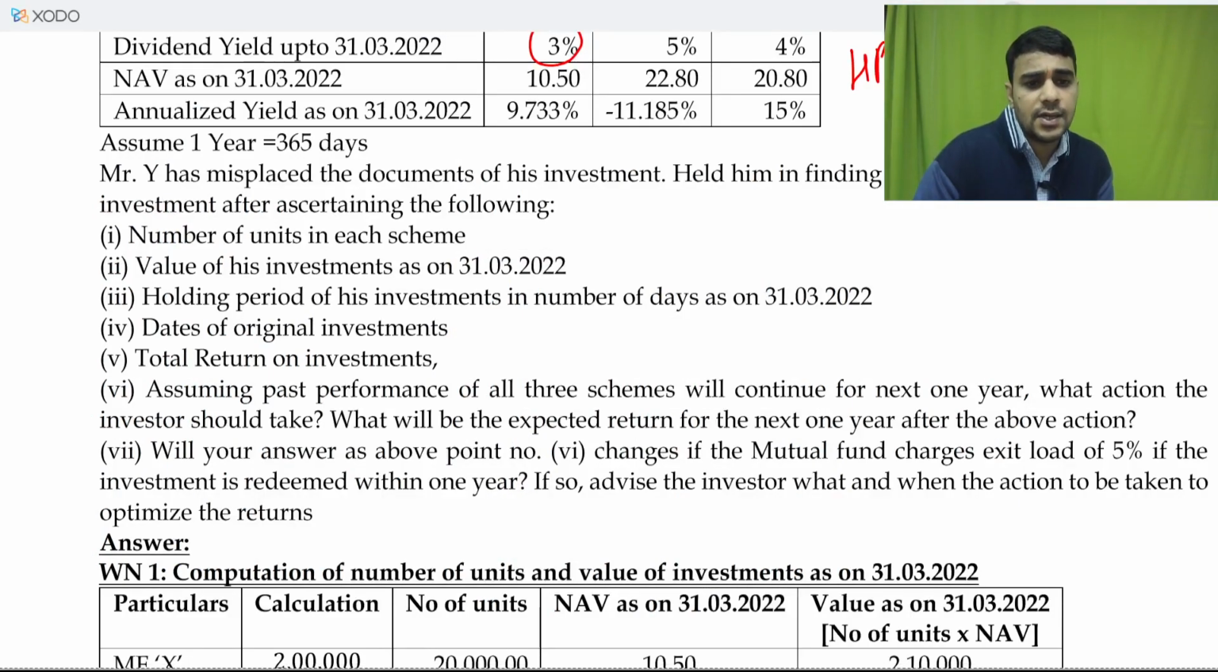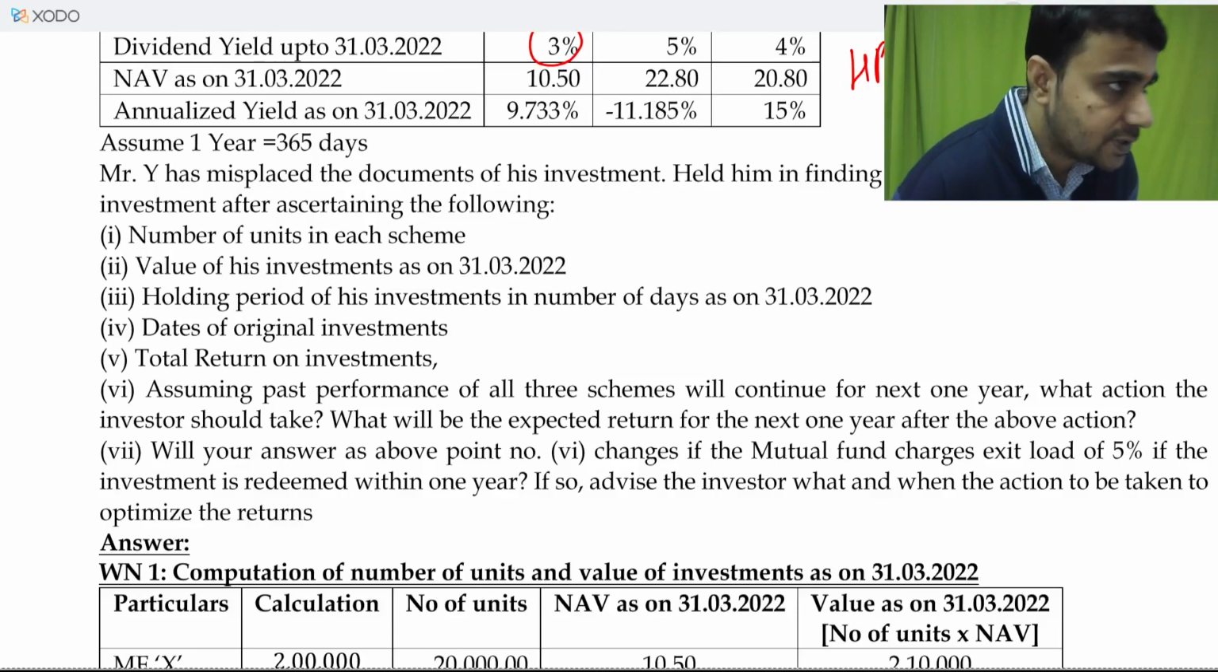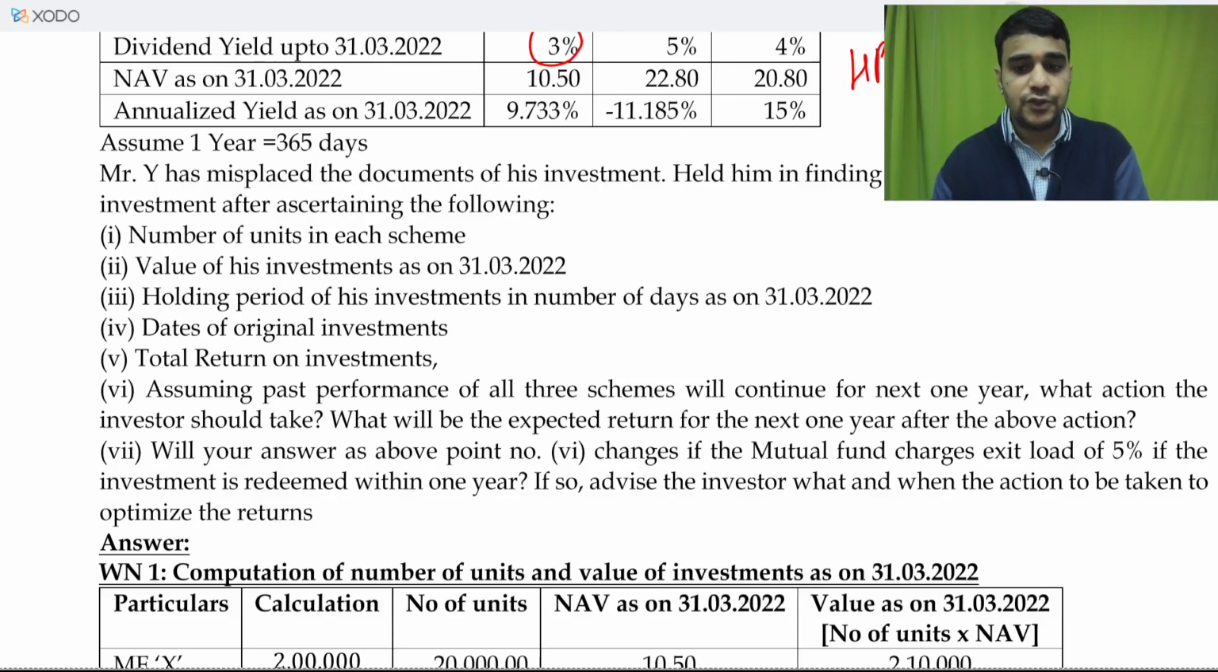Will your answer as above change if the mutual fund charges an exit load of 5% if the investment is redeemed within 1 year? If so, advise the investor what action is to be taken, and when, to optimize the returns.